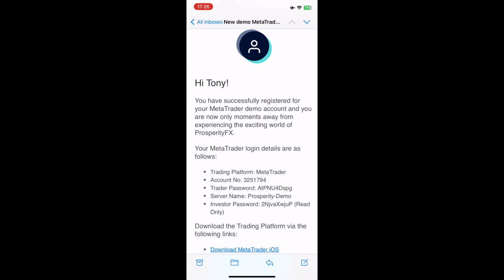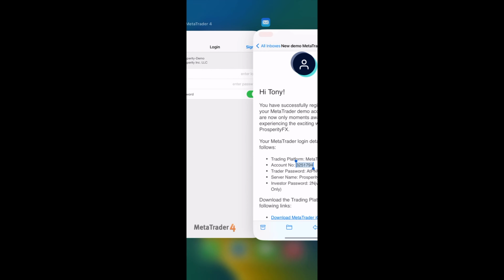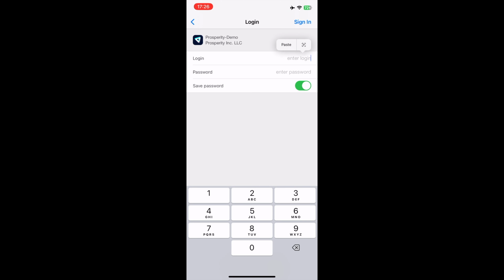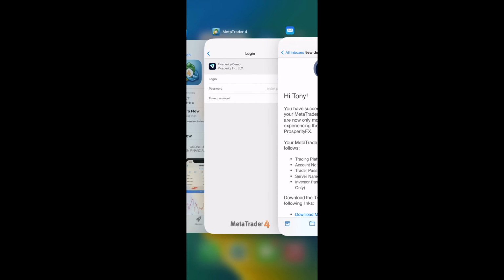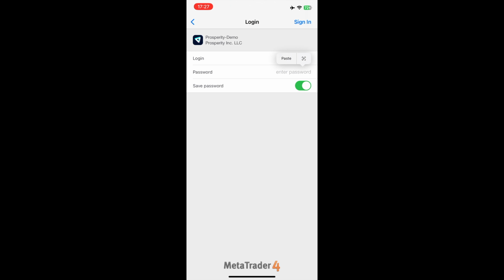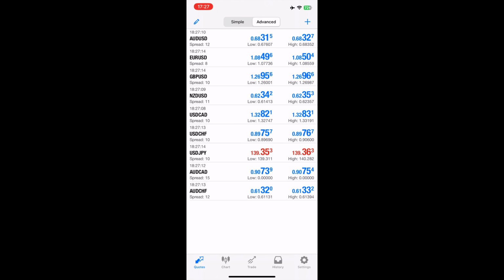I come here again. Login here is, I think, the account number. Okay, the account number is 3251. I'm just going to copy it and paste it here. And then the password, I can also copy the password here and then paste it here. And then I'm going to click done. Once I click done, just going to wait, and then you can see this. I've been logged into my Prosperity FX demo account.